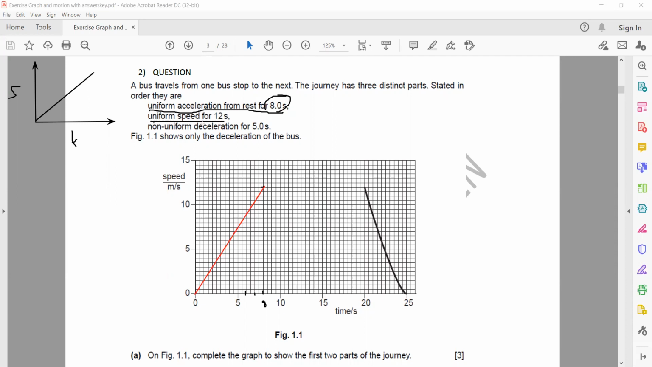For the second part, they mention it moves with a uniform speed or a constant speed. So how do we represent a constant speed in a speed time graph? It should be a horizontal line. When we draw a horizontal line, that shows the speed is constant. So we'll represent a horizontal line for 12 seconds. So 8 plus 12, it means till 20 seconds, it moves with a constant speed or 0 acceleration. Is the first part of this question clear?